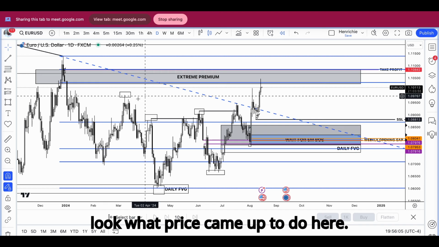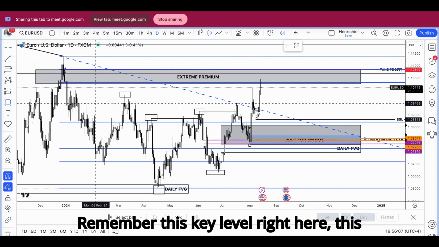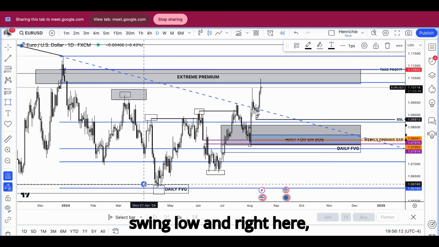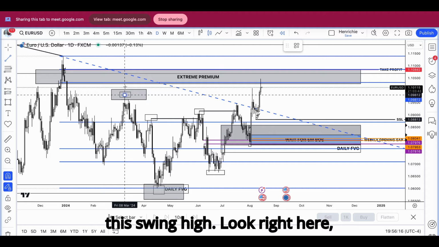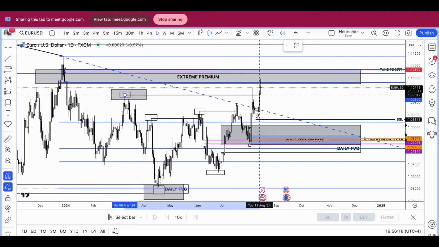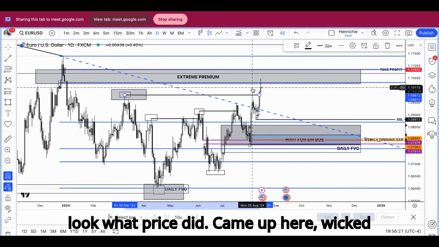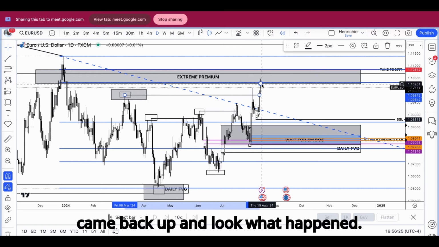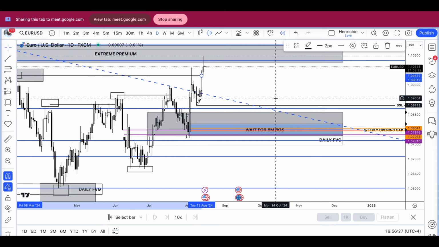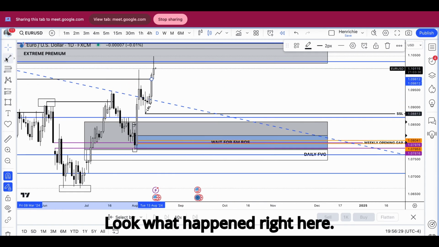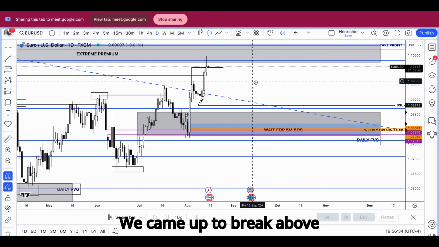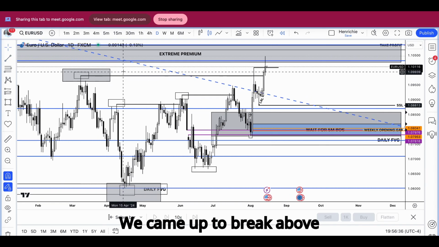And look what price came up to do here. Remember this key level right here. This is our swing high. This is our swing low. And right here, this swing high, look what price did. Came up here, wicked the highs, dropped to the downside, came back up, and look what happened right here. We came up to break above this high.